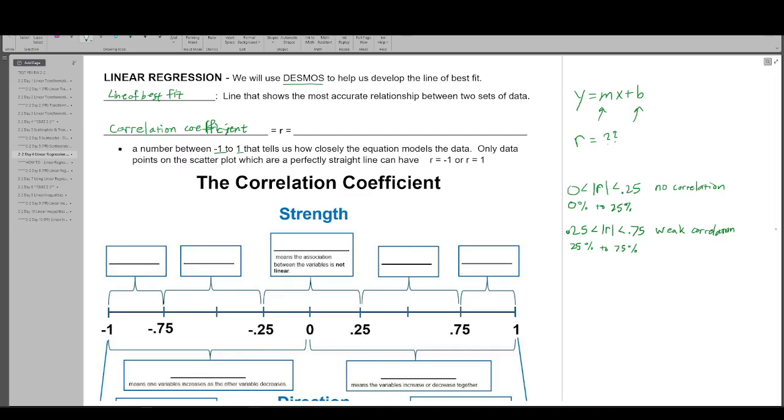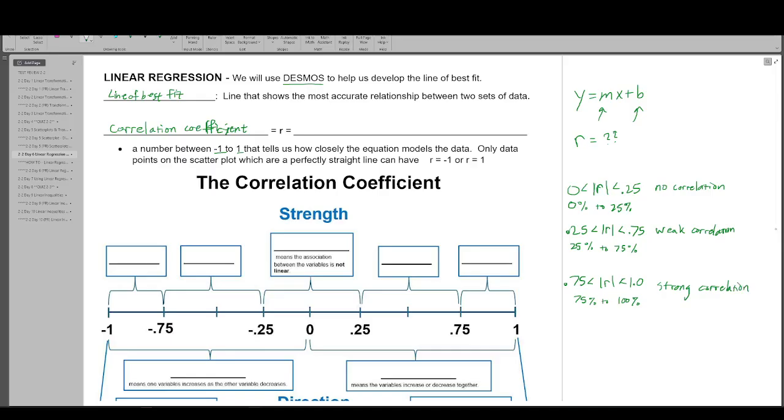So the final range would be 0.75. R is between that and 1.0. So this is between 75% to 100% correlated. We're going to say that has a strong correlation.